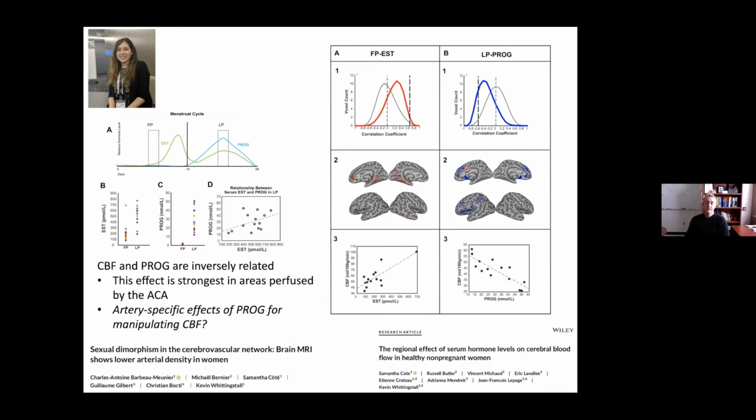So is it possible that progesterone may have an artery-specific effect? Maybe progesterone prefers the anterior artery more than, say, the posterior artery. And if that's true, then this might be opening the possibility of certain pharmacological treatment that can target a certain brain area, but not the other brain area.